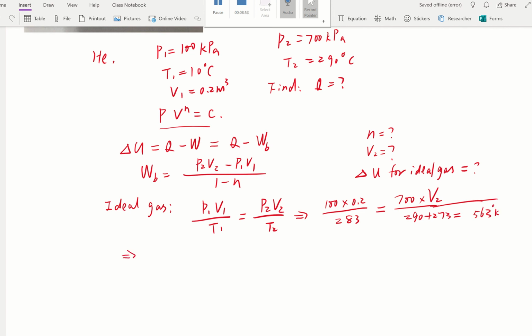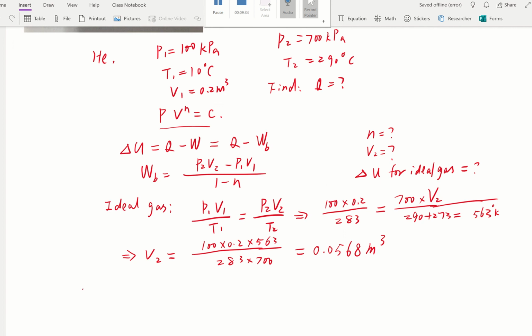Then from here, we can calculate our V2. So our V2 will be equal to 100 times 0.2 times 563, divided by 283, divided by 700. Let's see what we have. The answer I have for V2, the volume, is 0.0568, in units of meter cube. So knowing that, we already know V2, and now I think we can go ahead and tackle this exponent n in PV^n.